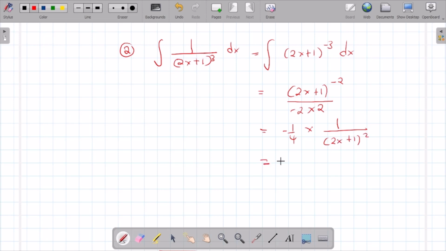Now this is going to be minus 1 over 4. No, it's going to be, now I'm going to multiply the denominator, and then I'm going to multiply 4 and 2x plus 1. So I'm going to have minus 1 divided by 4 times 2x plus 1 to the power of 2. Now we are done with this problem, so we move to the next one.